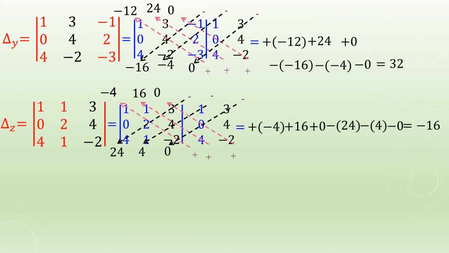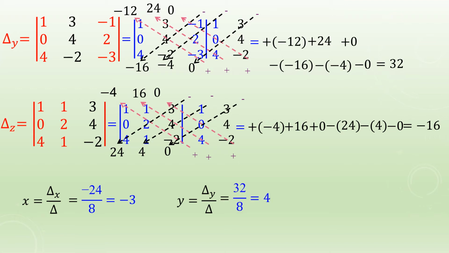Now I need to find the value of x. The value of x is delta x over delta. Delta x equals negative 24, and delta equals 8, negative 24 over 8 equals negative 3. Now we find y equals delta y over delta. Delta y equals 32 over delta equals 8, then y equals 4. And the last one, z equals delta z over delta. Delta z, I calculate, is negative 16 over delta equal to 8, then z equals negative 2.